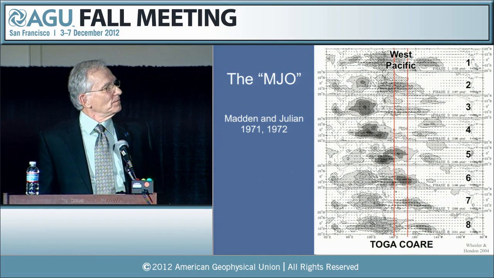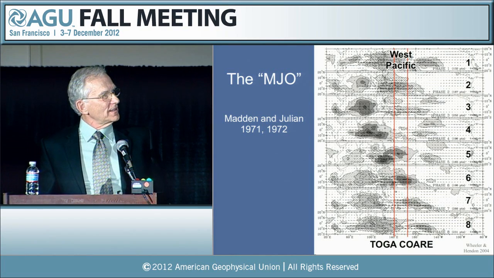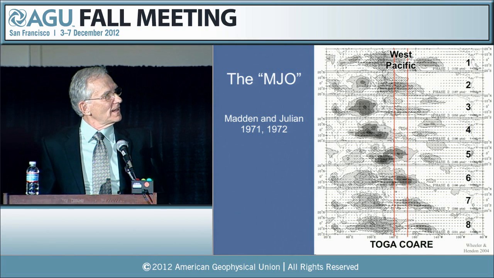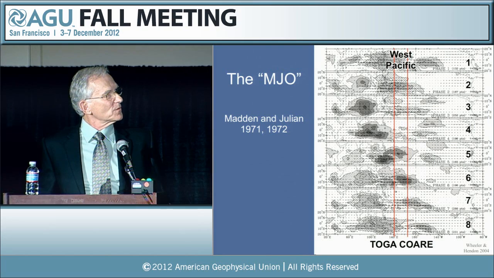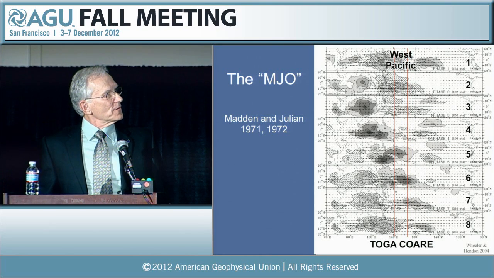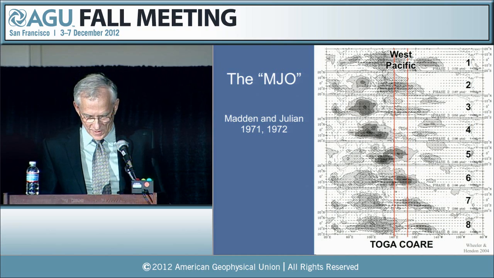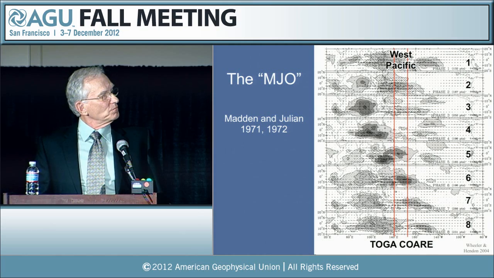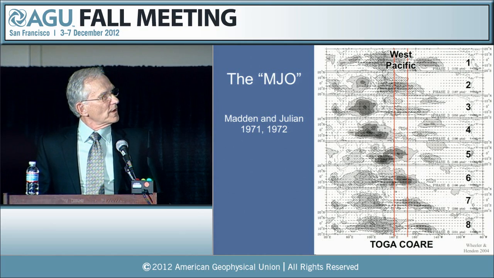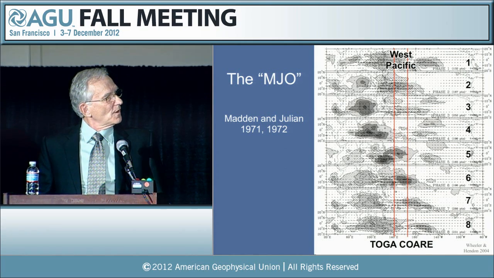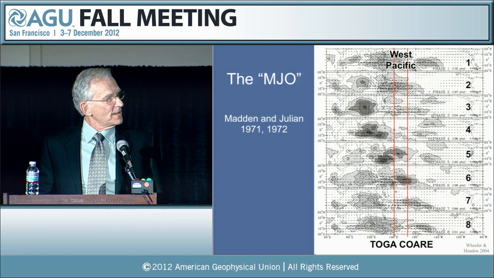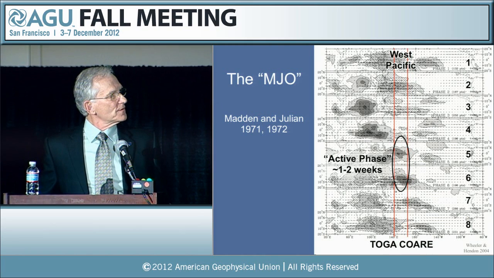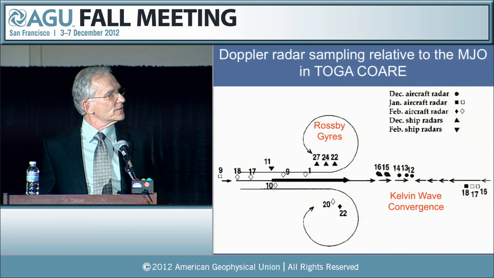Wheeler and Hendon developed a way to objectively identify the MJO from satellite and wind data. There are other methods, but we use theirs here. These numbers correspond to different phases of the MJO, and the dark shading is where the deep convection is. Over the Togo Core region of the West Pacific, this is longitude running on the bottom scale there. Over that zone, the active phases are this 5 and 6, and we got a lot of observations during those phases.